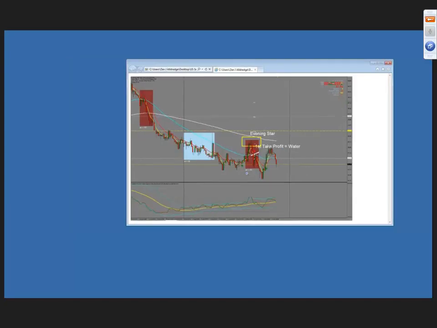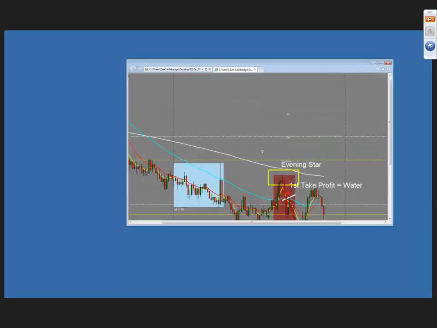Okay, excellent. So, a blown out session in the Asian. This is something our London traders would not look at. But it pushed to the upside here, gave us an evening star and just tanked right to the bottom. Those of you that are conservative, your entry is right here.